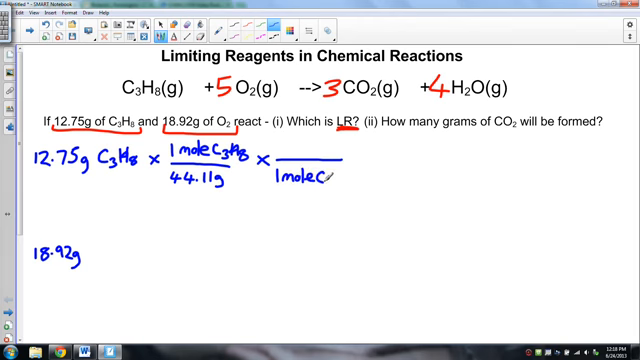And I want those to cancel out. 1 mole of propane is on the bottom. So therefore on the top must be the number of moles of CO2. And again, that just comes from the balanced equation. Hence the importance of having the equation balanced.